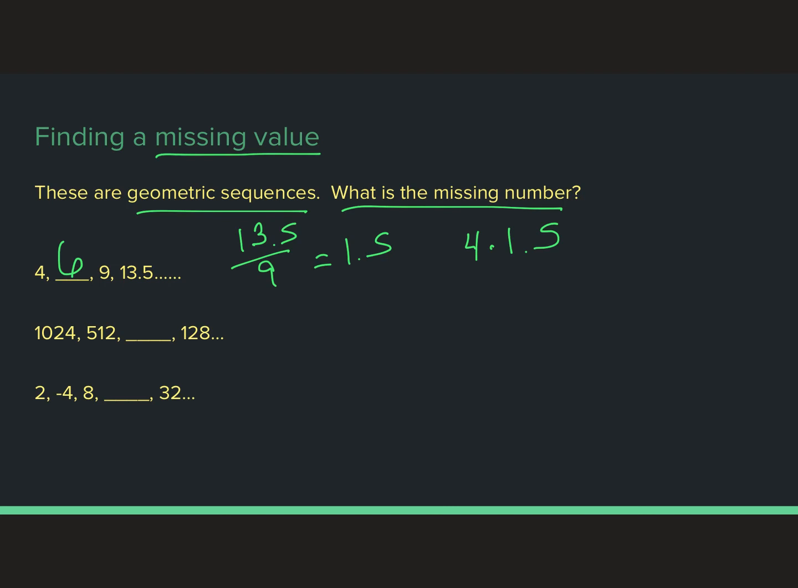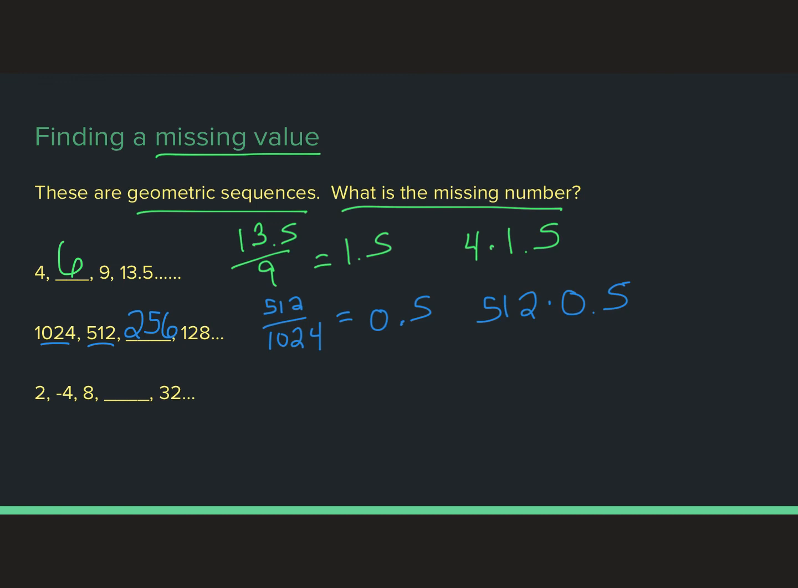So let's do the same thing for this next one. I need to choose two numbers next to each other, and it's the second number divided by the first. So I have 512 divided by 1024. If you do that, you'll find that it is 0.5. So now I'm going to do 512, the number before the missing number, times 0.5, and you will get 256.